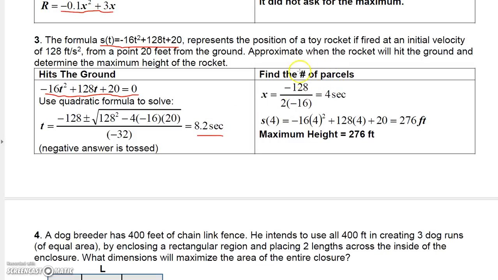Now if you want to find out the maximum height, you're going to need the vertex. So I'm going to do minus b, which is minus 128 over 2a. Negative 32 would be the 2a, and so I get minus 128 over negative 32, which is 4. So at 4 seconds, it's going to max out. And then if you want to get the maximum height, plug 4 back into this function up here and solve for the s value, and you get a maximum height of 276 feet.